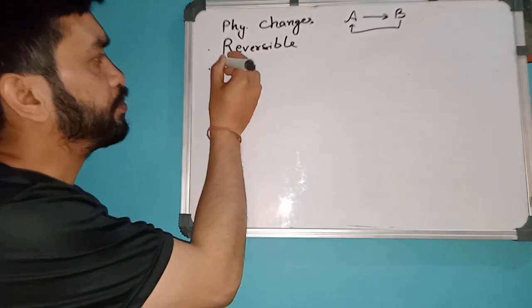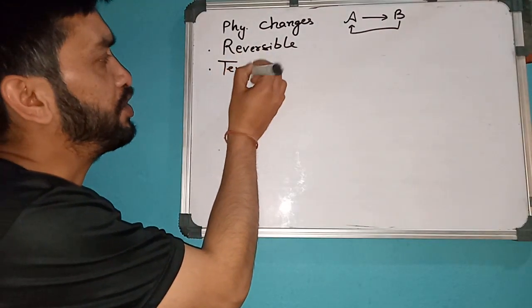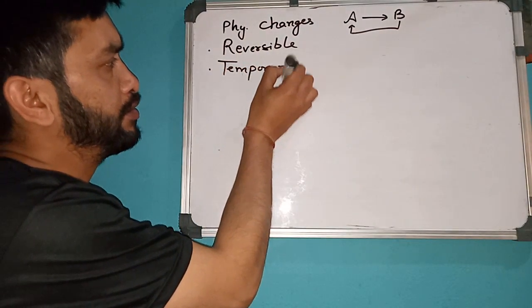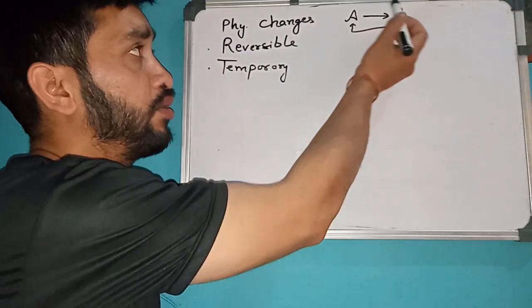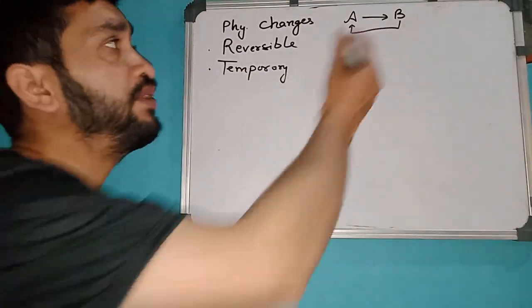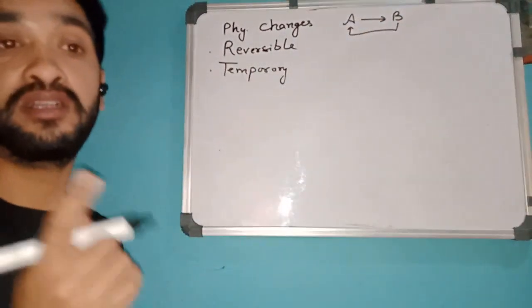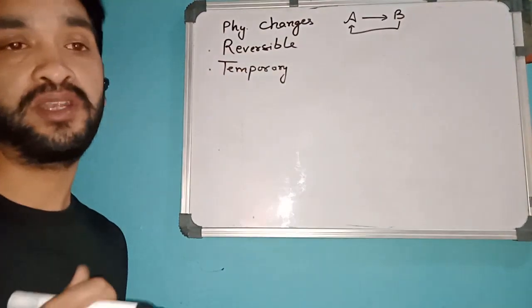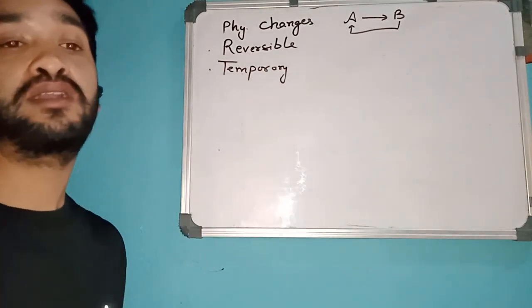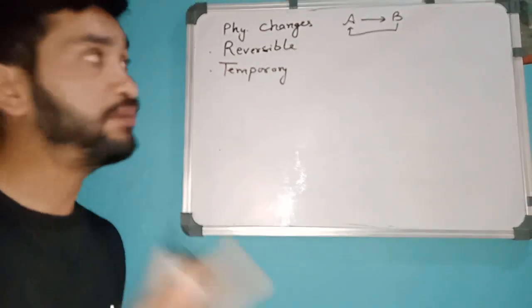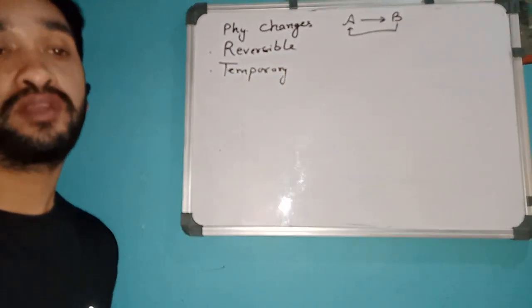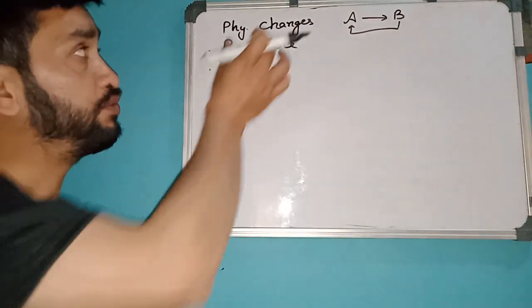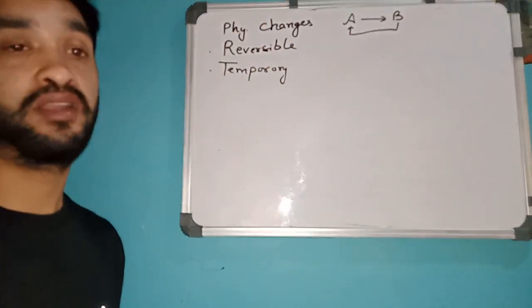Second thing is, it is a temporary change. Again, go back to the same example. If A got converted to B and again B can be converted back to A, it means the conversion of A to B was not permanent, it was a temporary change. If it had been a permanent change, B could not be reversed to A. So physical changes are temporary changes.